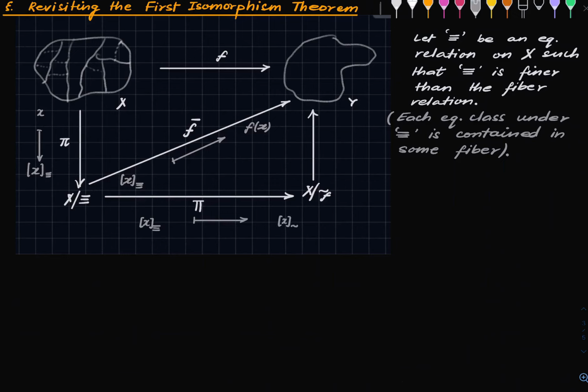And the horizontal map capital pi takes the equivalence class of an element X to the equivalence class of X under the fiber relation. So this is the fiber relation, and I have decorated it with tilde to denote that we are talking about the equivalence class under the fiber relation. In other words, this is the fiber which contains X. So that's the horizontal map pi, and the vertical map just takes an equivalence class, meaning a fiber in this case, to the image of any of its representatives under the map F. So that's what that map is. We may denote it by F double bar or something. So this commutes.